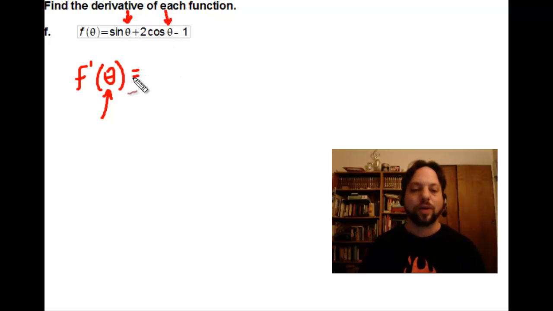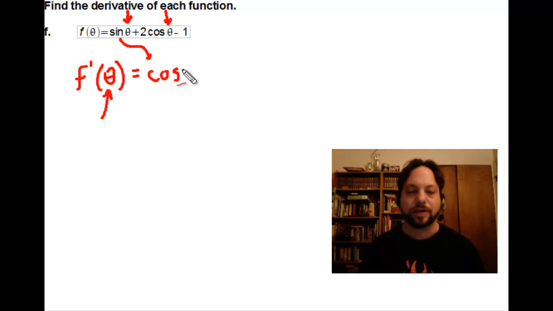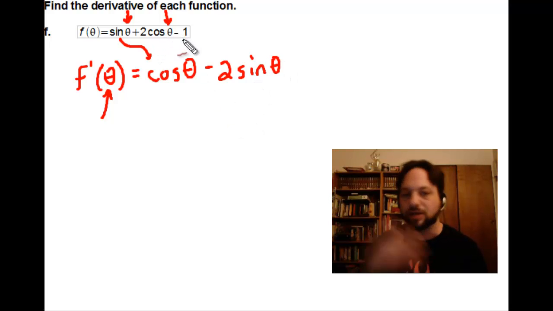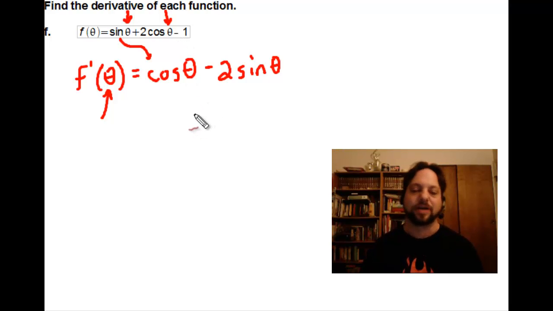So what is the derivative of sine? Of course, that is just cosine. And here we have 2 cosine theta. What are we going to do here? Well, the derivative of cosine theta is negative sine. And so the second term will turn into negative 2 sine theta. And the derivative of negative 1, of course, is just 0, so I'm not even going to write that down. So there's our derivative. No big deal. That was an easy example.